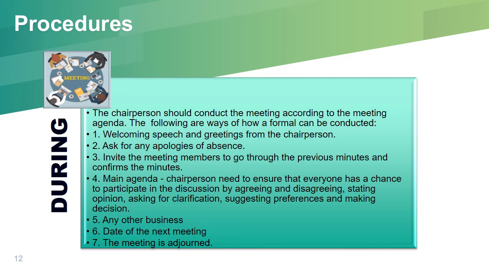After we're done with the main business or the main agenda, then the chairperson can ask the participant if they have any other business to be discussed or shared in the meeting. If there's none, then they can move to the next agenda, which is discussing the date of the next meeting. Once we have confirmed the date of the next meeting, then the chairperson can announce that the meeting is adjourned.